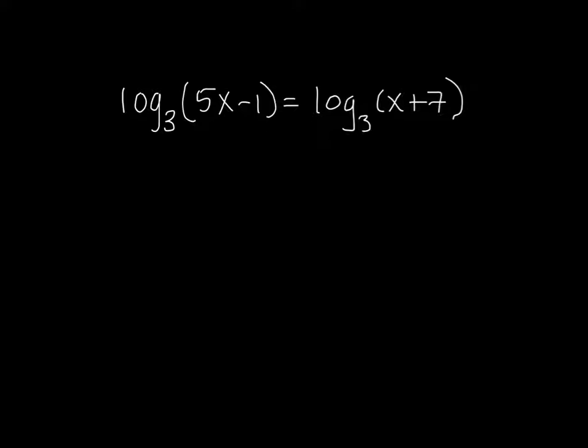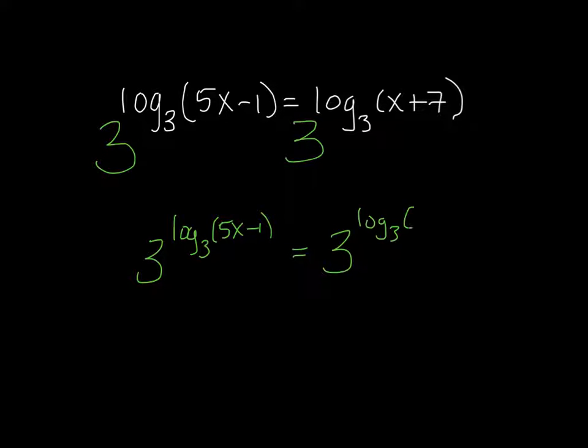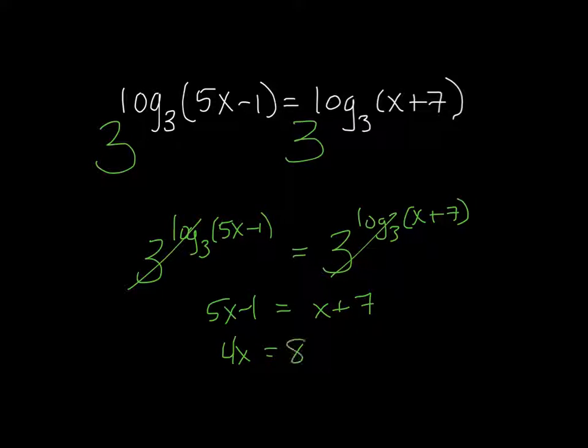So let's look at another. Okay, you'll notice here, I have a log base 3 and I have a log base 3. So technically, I don't even have to exponentiate, but we're practicing that. So because it's log base 3, I'm going to have my base of my exponent be 3. So now technically, I have 3 to the log base 3 of 5x minus 1. And then over here, I have 3 to the log base 3 of x plus 7. And so then these cancel out. I just get 5x minus 1. These cancel out. I get x plus 7. And then I go ahead and solve like I normally would and divide by 4, and x equals 2. And so there's my answer.